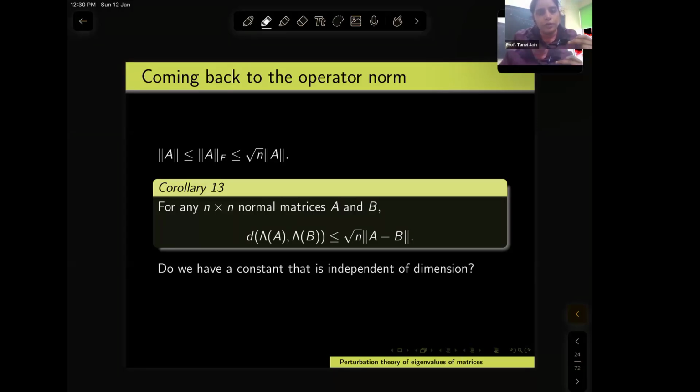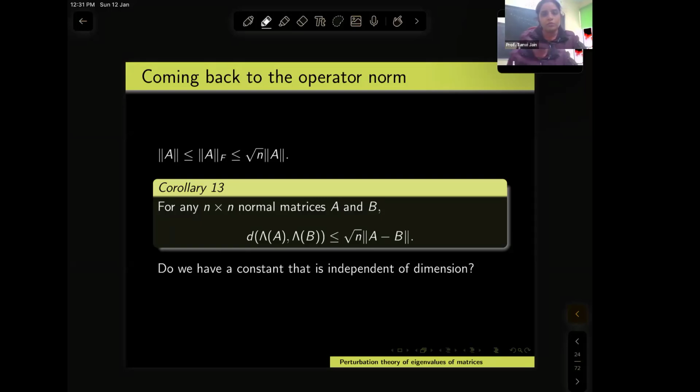Remember, we just saw the counterexample that d(lambda(A), lambda(B)) is not in general less than or equal to norm of A minus B. I didn't say that there will be any inequality. But now, because of the Hoffman-Wielandt theorem, as a corollary of Hoffman-Wielandt and the relationship between the two norms, the Frobenius and the operator norm, I know that I have some inequality, but the factor is square root of n. So now this is dependent on the dimension of the matrix, the order of the matrix.